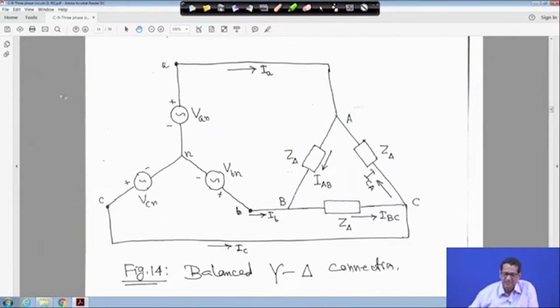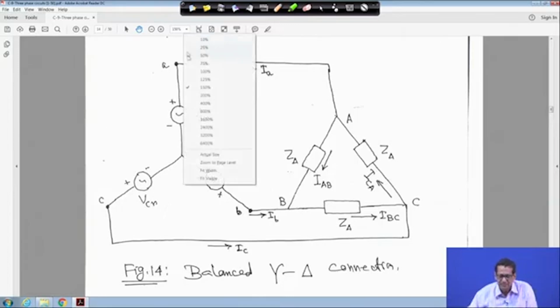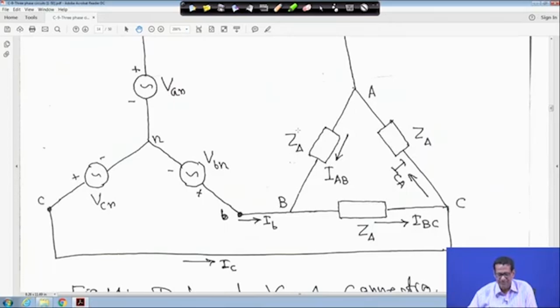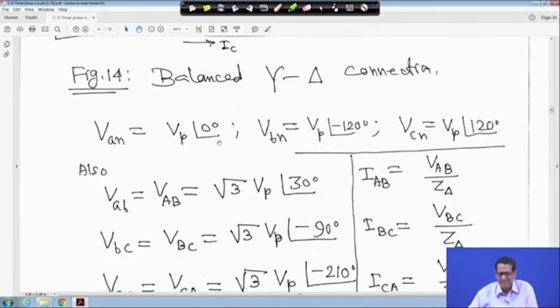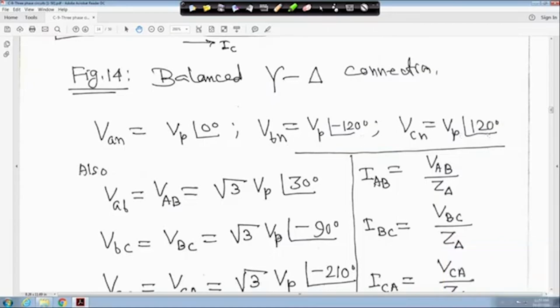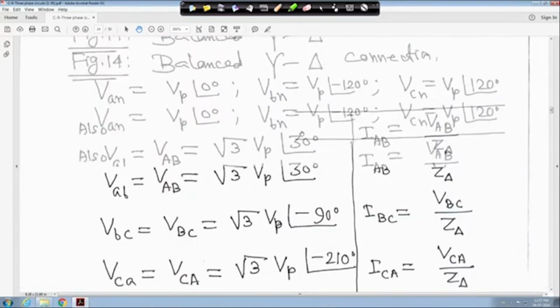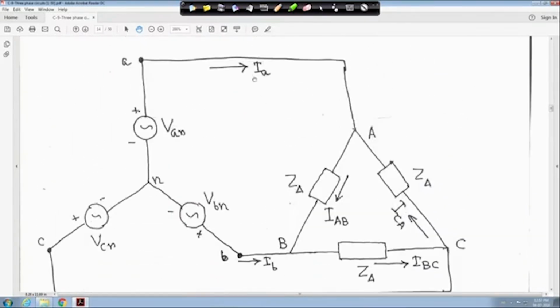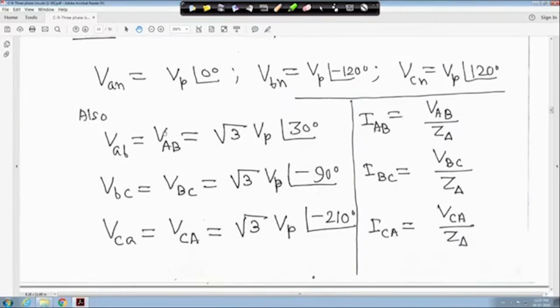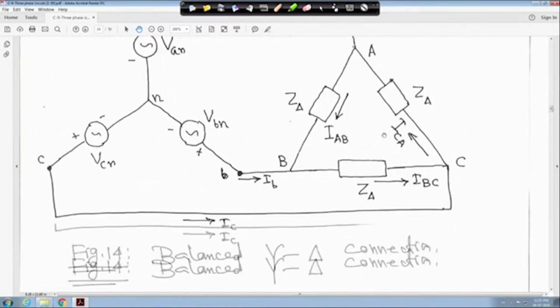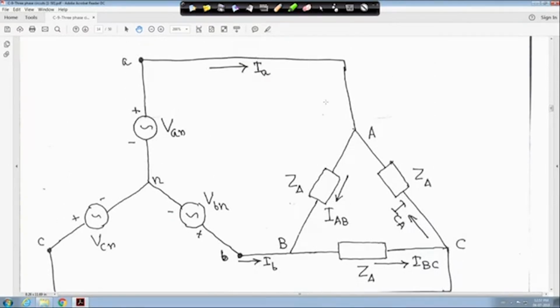Let me increase the zoom. This is the circuit I told you about. Now, for balanced star-delta, VAN is at angle 0 degrees, VBN at angle minus 120 degrees, and VCN is VP at angle 120 degrees, and we also know VAB is equal to root 3 VP at angle 30 degrees. If you look at the circuit, VAB small is equal to V capital AB. It is very simple, because this is your A and this is your B.